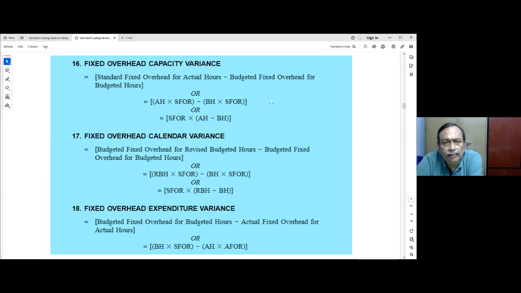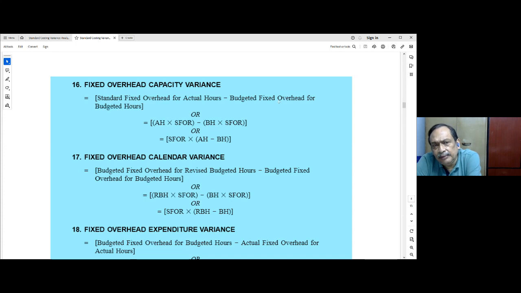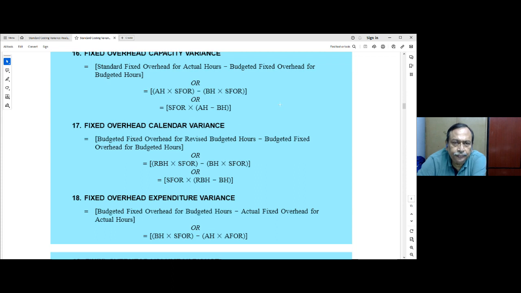Now we are coming to fixed overhead capacity variance, which is the difference between standard fixed overhead for actual hours minus budgeted fixed overhead for budgeted hours. Or we may write it as AH into SFOR minus BH into SFOR, or we may take SFOR common, and that is multiplied by the difference between actual hours and budgeted hours.